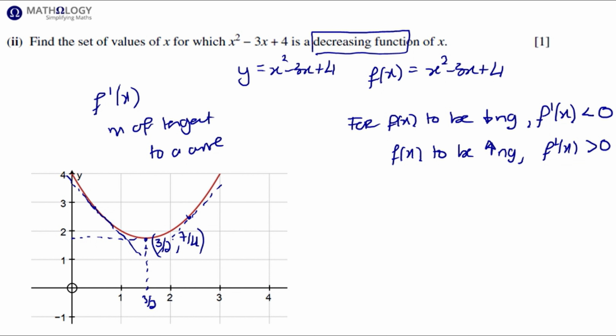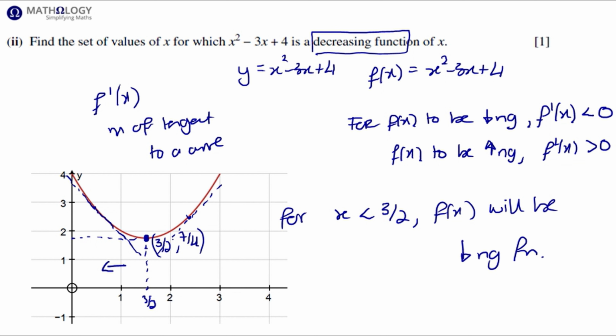So the set of x values for which this function is a decreasing function, if we just take that turning point, any value of x less than 3 over 2, 1.5, you can draw a tangent line to that curve, and that tangent line will slope to the left. In other words, it has a negative gradient. So to answer this question, for x less than 3 over 2, f of x will be a decreasing function.